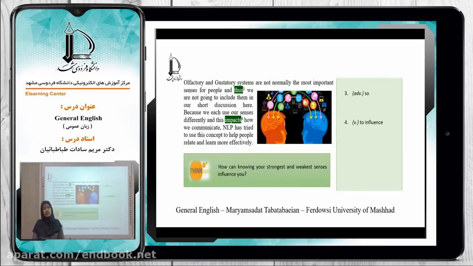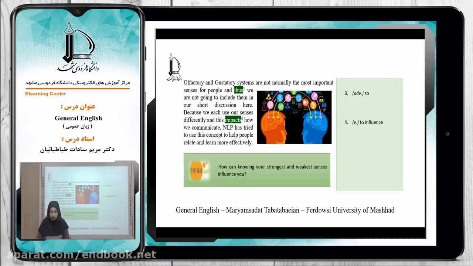Olfactory and gustatory systems are not the most important ones according to the text. So, we don't use smell and taste a lot. And that is why they are not talked about in this text. This text does not consider olfactory and gustatory systems. It just talks about the other 4 systems.